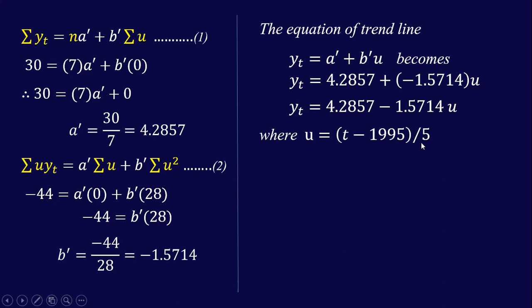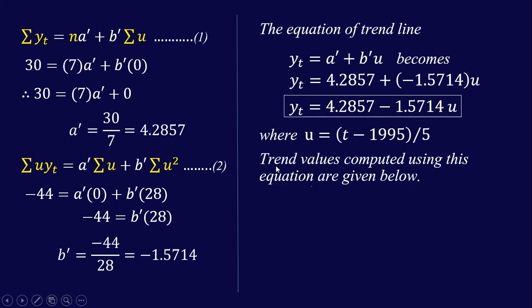where u is equal to t minus 1995 upon 5. So we get a mathematical equation between the two variables y and u, and here u is t minus 1995 upon 5. That is, we get the relation between the two given values. T is given and yt, that is, the IMR values, are given. So using the least square method, we can find a mathematical relation between time and the given variable y and t. So here we get the trend line equation yt is equal to 4.2857 minus 1.5714 into u. Trend values computed using this equation are given below.